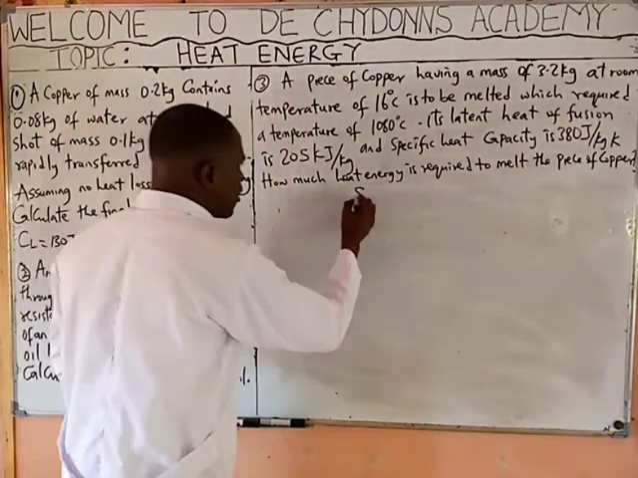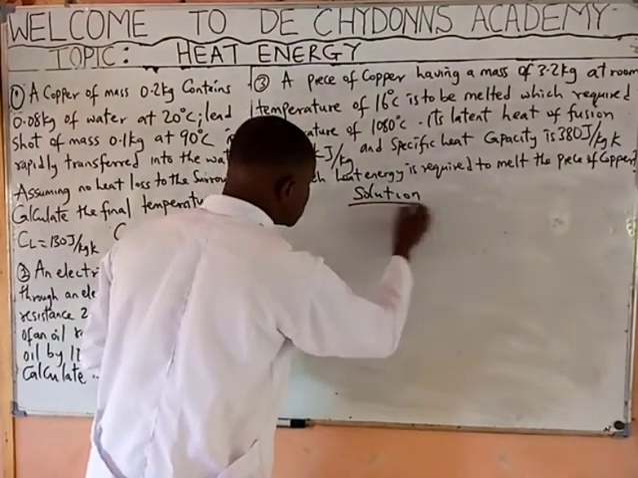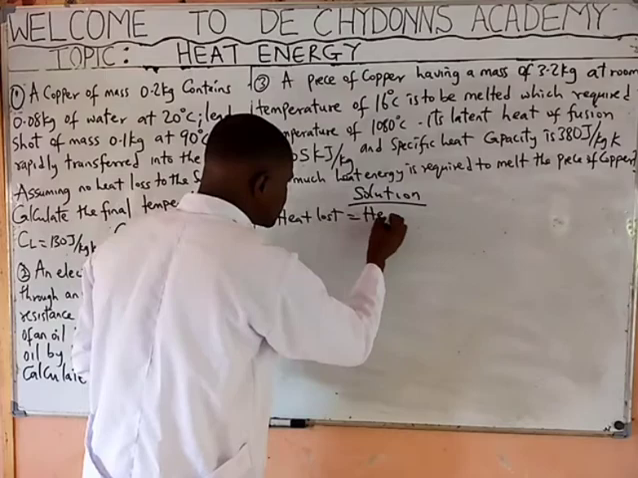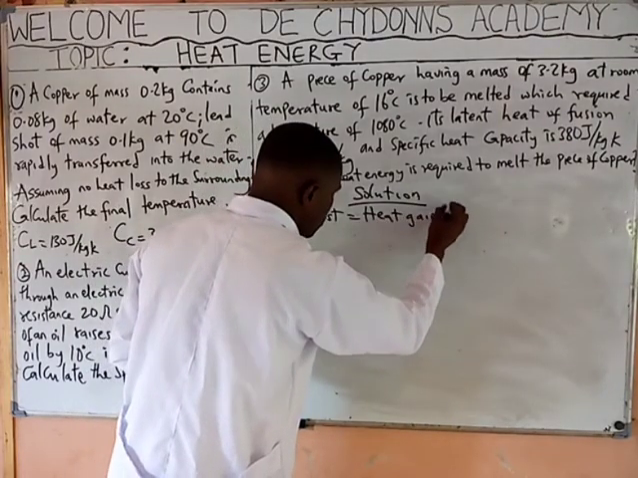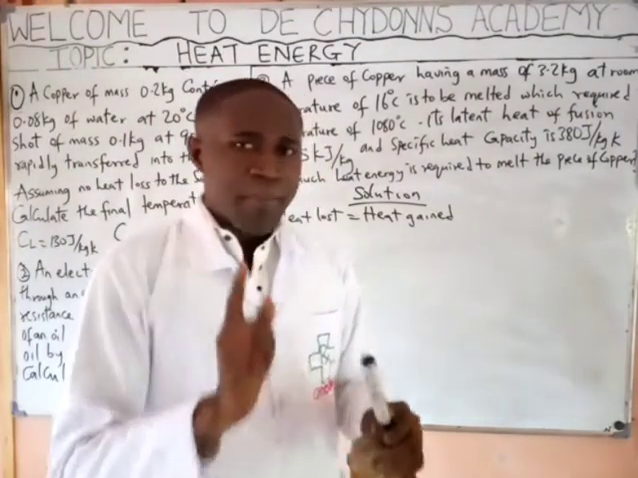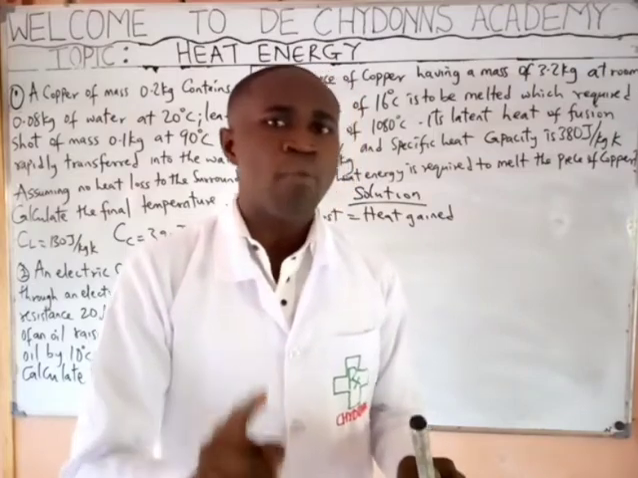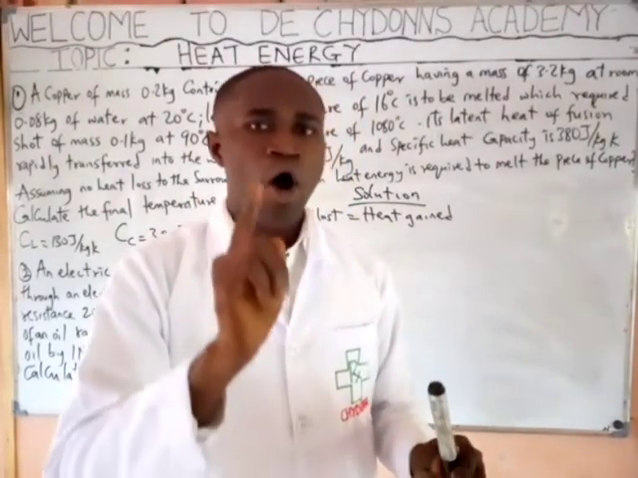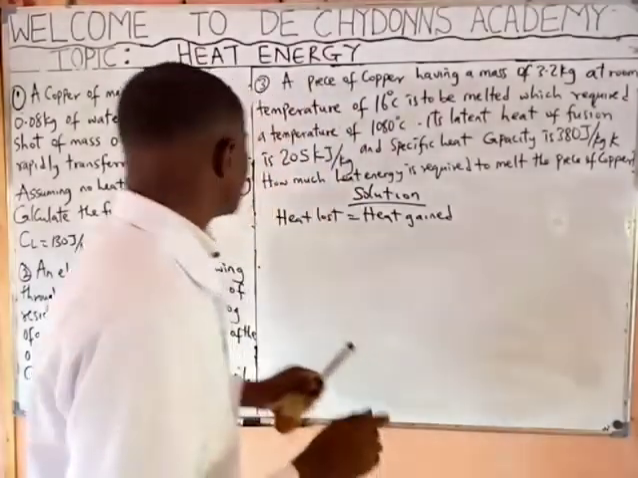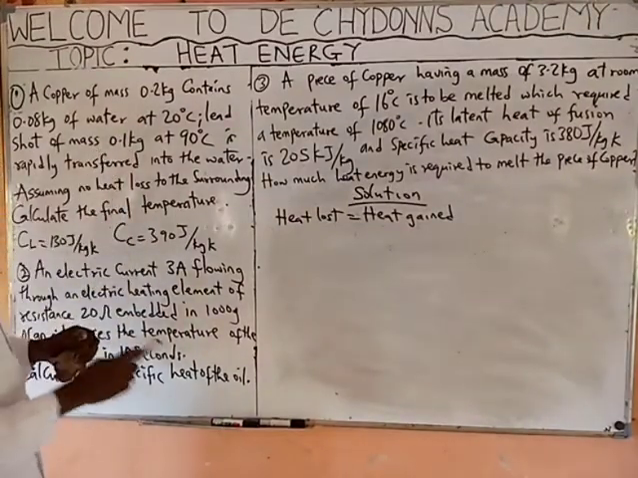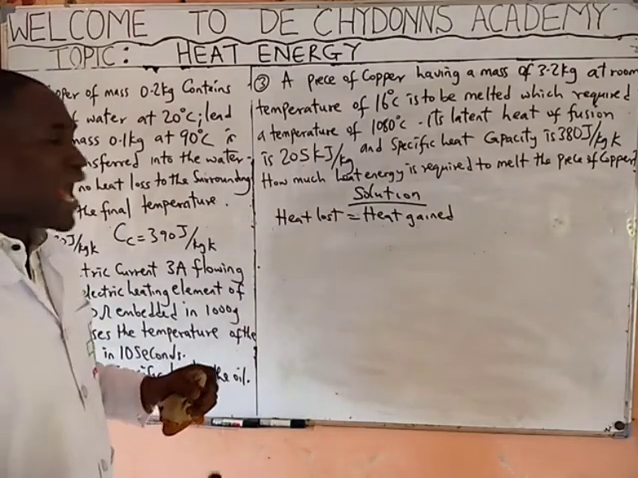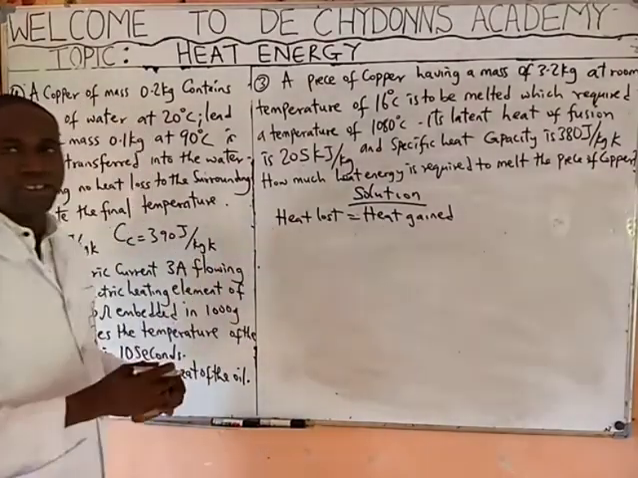Now, what should come to your mind if you see a question on heat is heat loss equals heat gain. Now, which one is losing heat and which one is gaining heat? Remember, heat is transferred only from a hotter object to a colder object. From this question, you will see that the lead shot has a higher temperature, 90 degrees Celsius. That means the lead shot is the one losing heat.